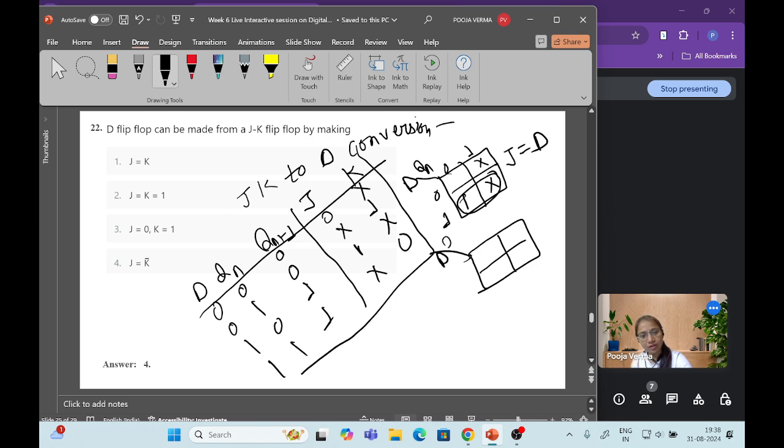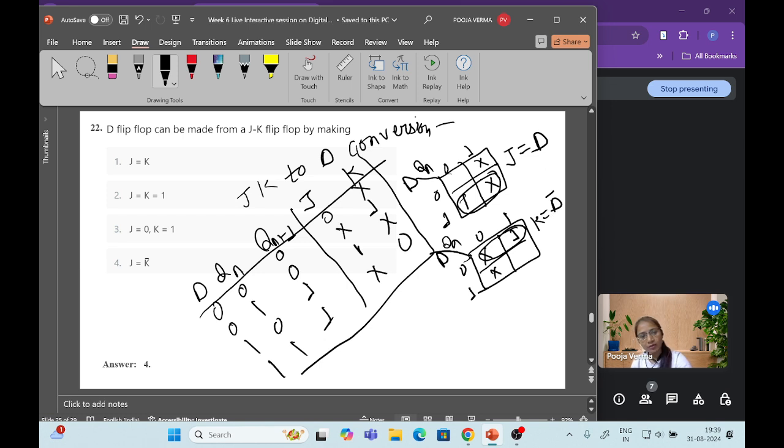So D Q1, 0 1, 0 1. At 0 0 it is a cross, at 0 1 it is 1, and at 1 0 it is cross, and here it is a 0. So K is equal to D dash. Okay. So J is equal to D and K is equal to D dash.